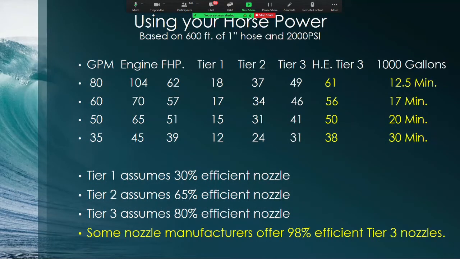The advantages, of course, you've seen the increase in flow times or run time and everything else. Now, if I take that Tier 3 design and go from the minimal 80 to the optimal 98% efficiencies, I can take a Tier 3 high efficiency nozzle, that's what the HE stands for, and that gives me an outflow of 38 fluid horsepower at 35 gallons, and that matches the Tier 2 at 80, and I've got less than half the water consumption, which means the tank's going to last for 30 minutes rather than 12 and a half, which means that the engine RPM is going to come down. The demand on the engine has gone from 104 horsepower required to 45.